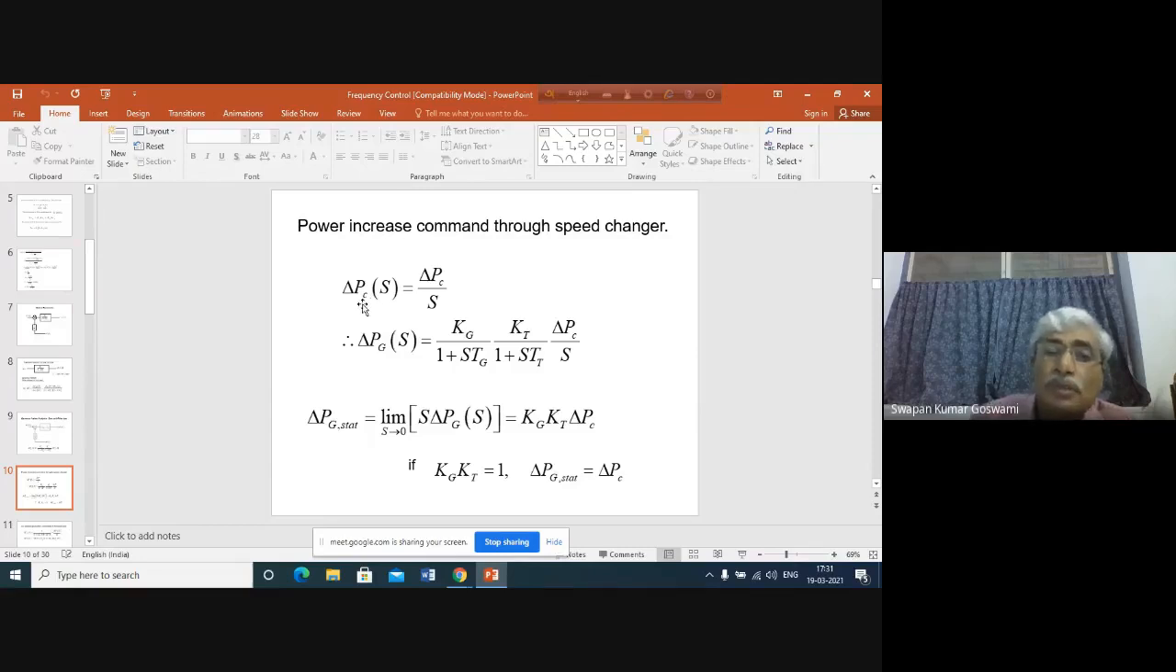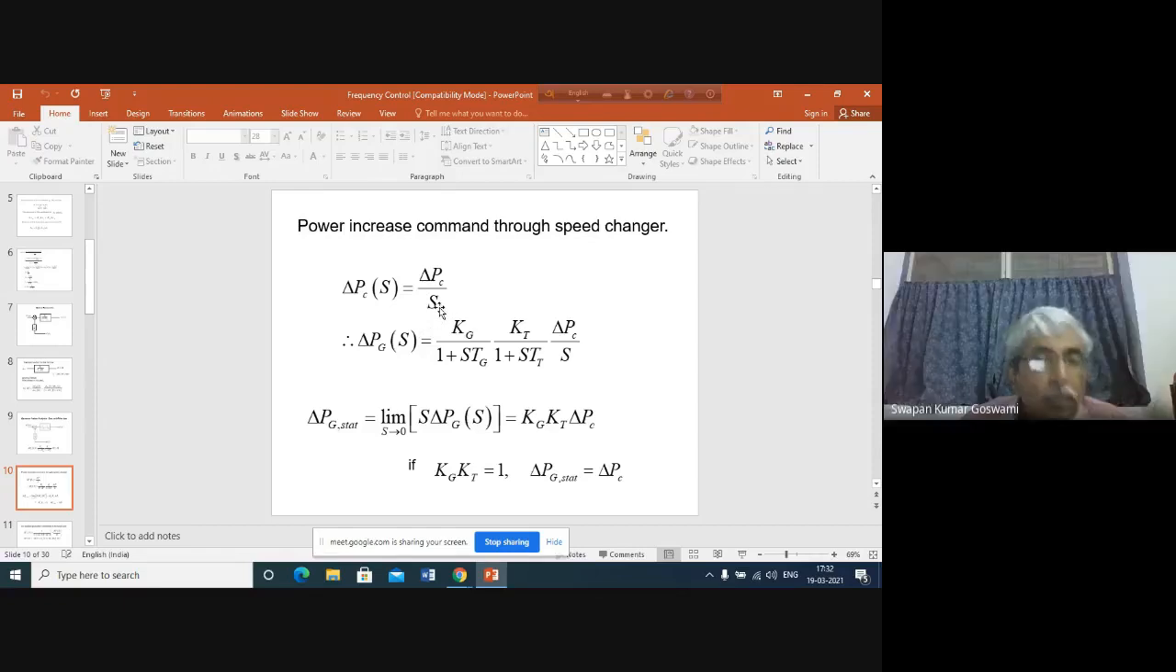So what should be the value of delta PCS? It will be delta PC, the desired change, by S. Am I clear? So the power increase command basically desires a step change in the power output of the generator. So it is a step input basically. You are giving a power increase command. So what type of input is it? It is a step input. So if it is a step input, delta PC is the magnitude of change. What will be the transform of this delta PC? It will be delta PC by S. That means delta PCS equals delta PC by S. Is it clear?